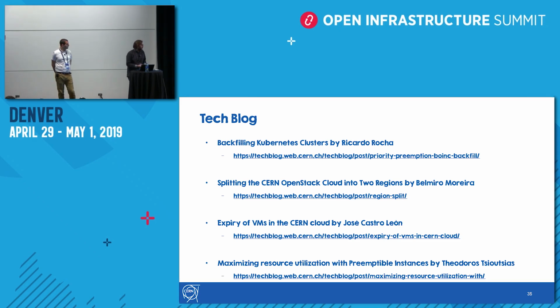But the last two additions that our colleagues worked on, and soon they will prepare presentations, is splitting the cloud without downtime in two regions, which is a very interesting exercise. And another one was to backfill, again with Boeing and compute workloads, empty Kubernetes clusters using a Helm chart. So for this one, you can just check the blog post. There is a chart available, and it's very easy for you also to contribute if you have spare capacity.